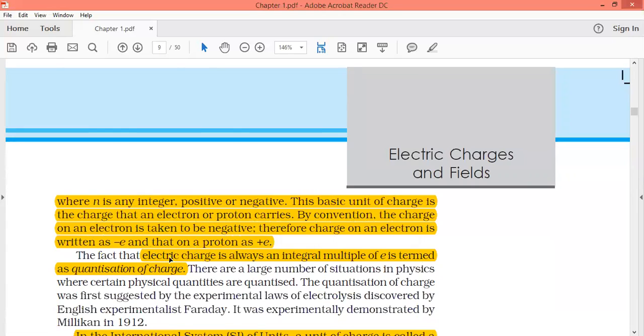The electric charge always being an integral multiple of e is termed quantization of charge. How are we denoting it? Q is equal to n into e. This is how we denote charge. We denote charge as an integral multiple of e. n is called the integral multiple. Something we multiply with e, that is why we call it an integral multiple of e. And this is called quantization of charge.